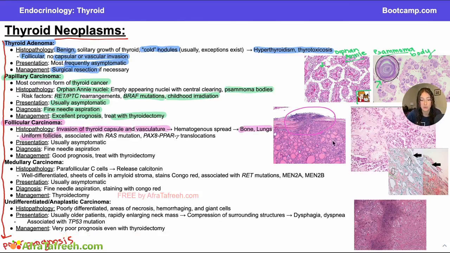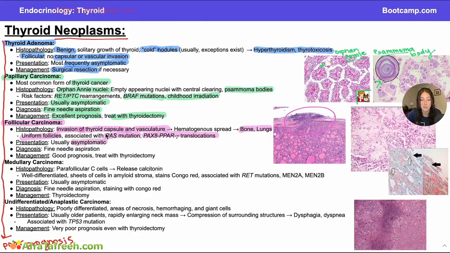Additionally, you'll see these uniform follicles. You can see a lot of follicles scattered through this picture. It is also associated with the RAS mutations, as well as translocations in PAX8 and PPAR gamma. So those are going to be important genes for you to memorize when we're talking about things that can increase your risk for follicular carcinoma.